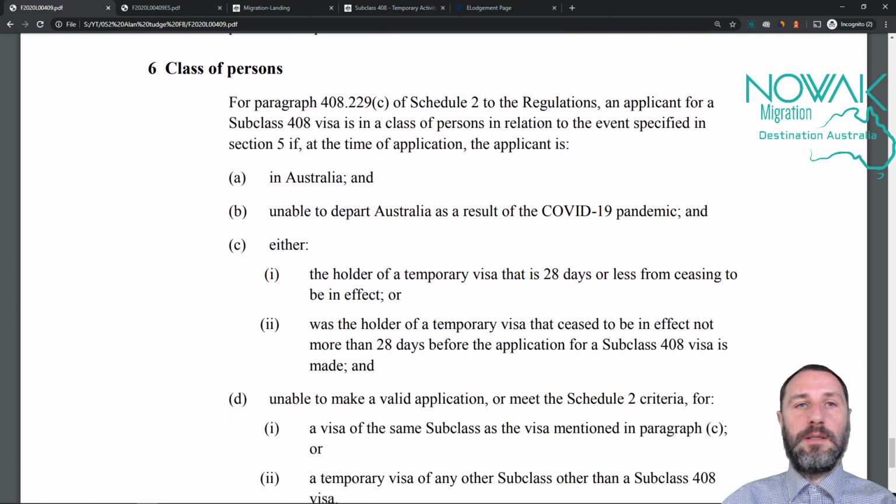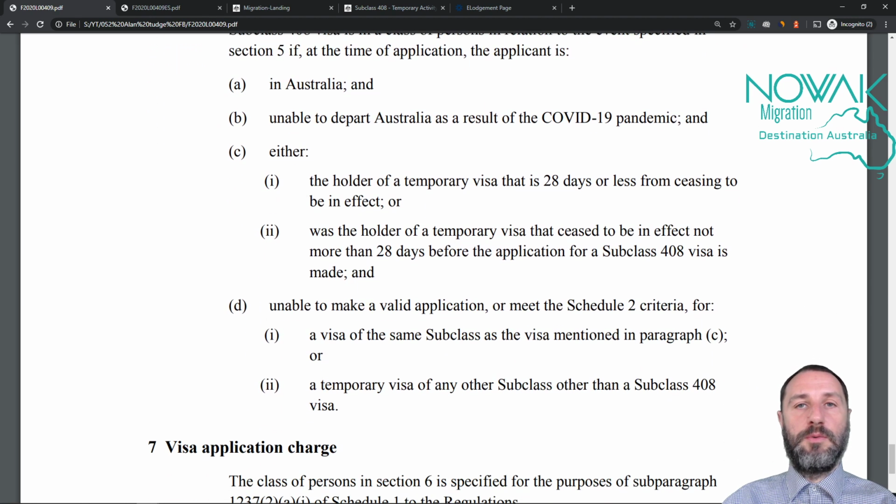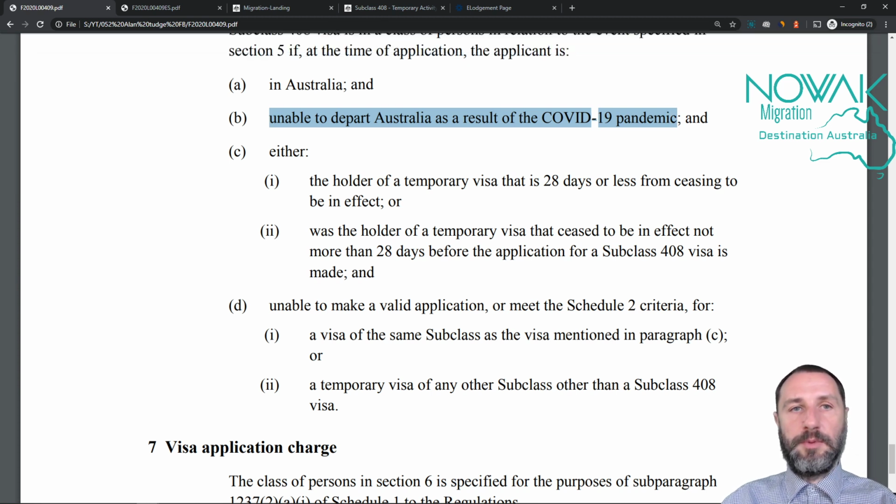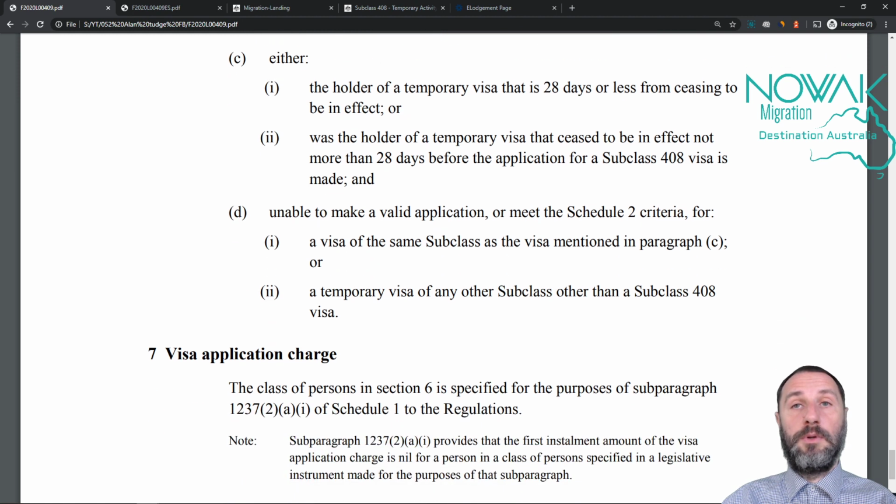And the class of persons under 229b who might be able to apply for this visa, the people who might be eligible for this visa: a person must be in Australia, cannot be able to leave Australia because of the COVID-19 pandemic. There are no flights, so probably everybody would fall over here.